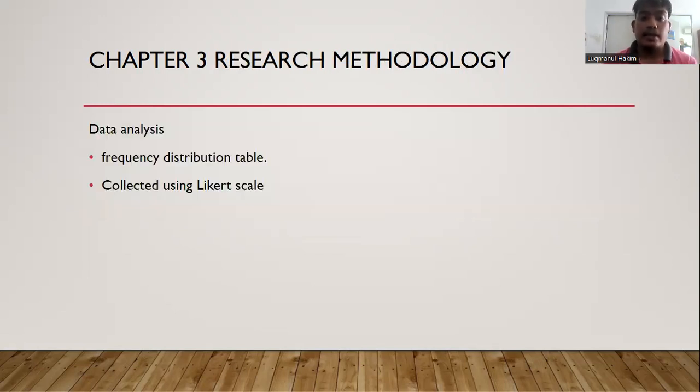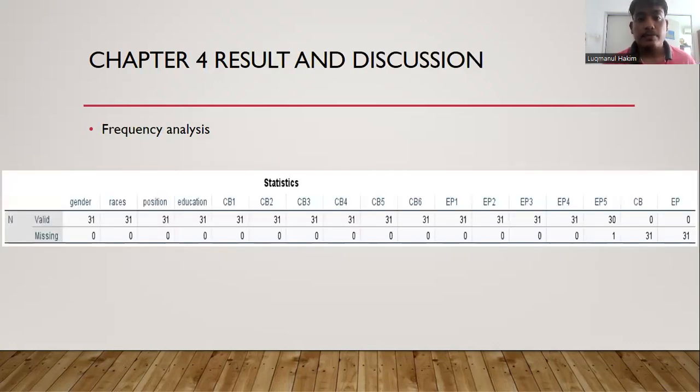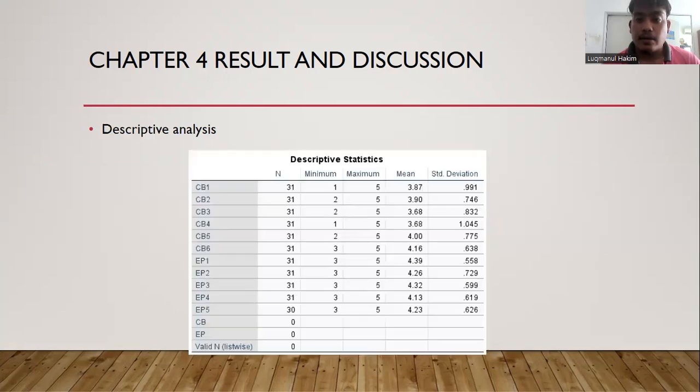Okay, the next one is data analysis. I'm using a frequency distribution table, and I collected the data using a Likert scale. Okay, this is the result and discussion from SPSS. This is the statistic of the valid respondents that have answered, and one of them is missing. I think they didn't complete the questionnaire, so 31 are valid, and that's all for frequency and descriptive analysis.